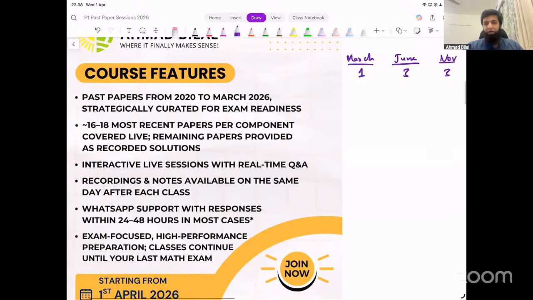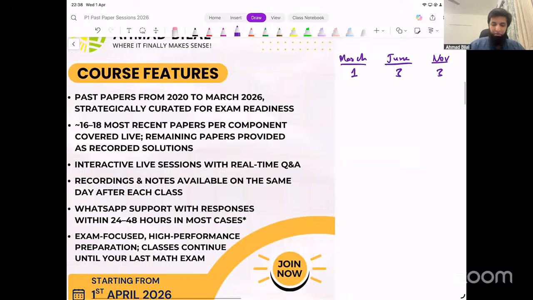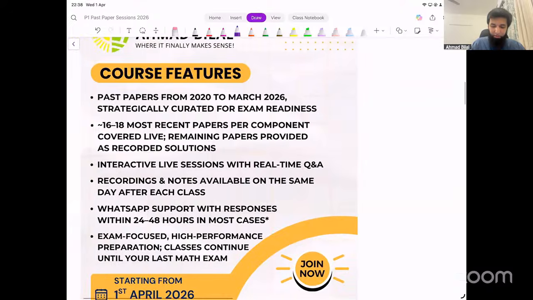In fact, in 2025, you have 4 variants in June and November. So that makes it 9 papers in 2025. So in total, for each component from 2020 to March 2026, you're going to have around 45 papers for each component. So that's around 180 papers in total. It's not possible to do all of them live, of course.